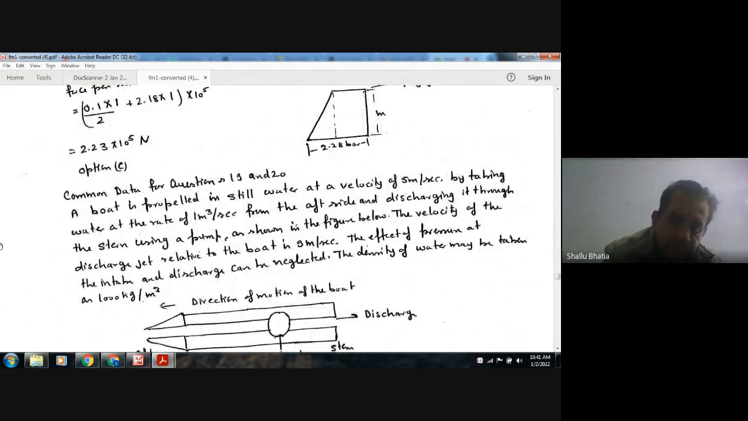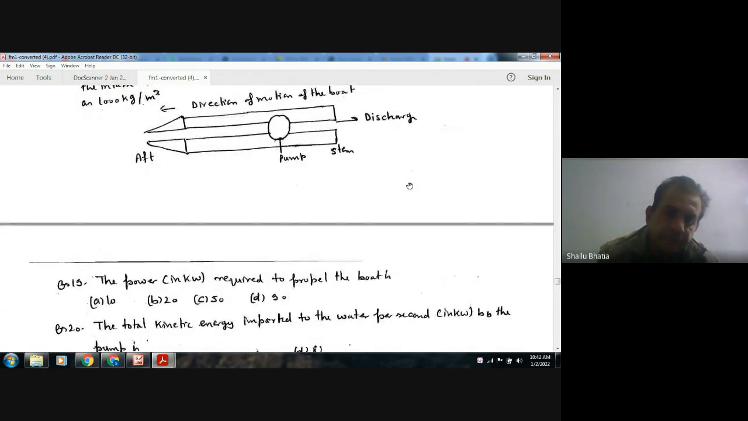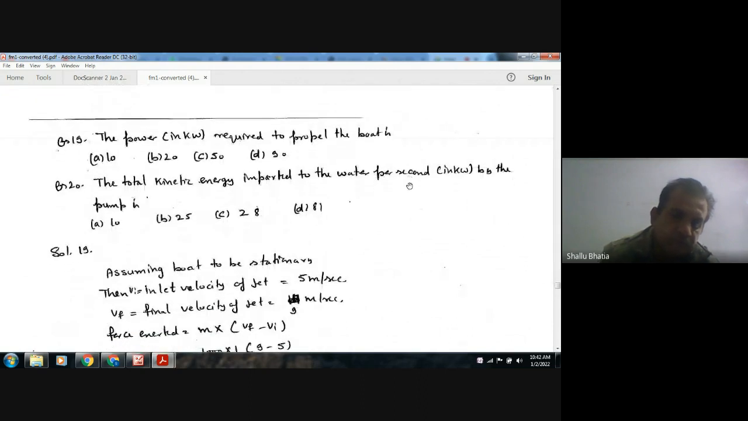The boat is moving with 5 meter per second. So if we assume the boat is stationary and the water is still and the boat is moving with velocity 5 meter per second, then the water will appear as moving with 5 meter per second. Okay.